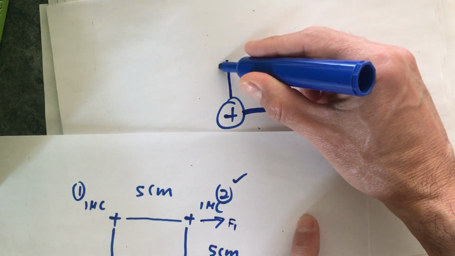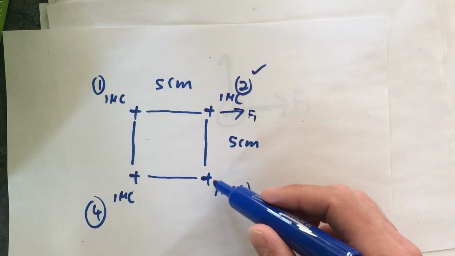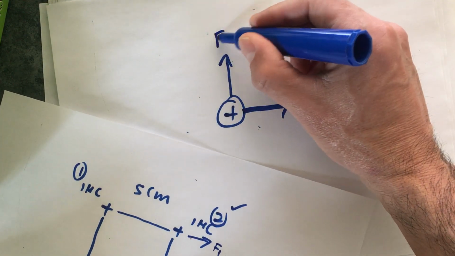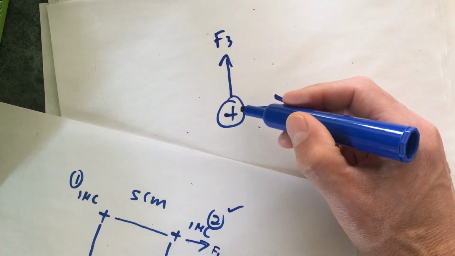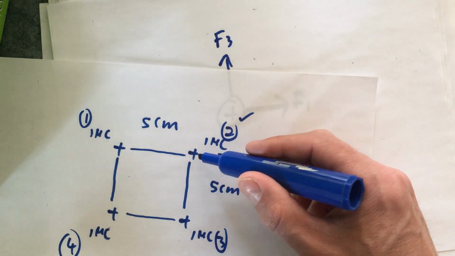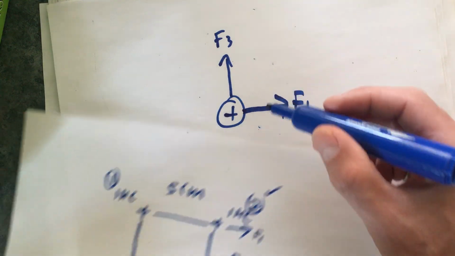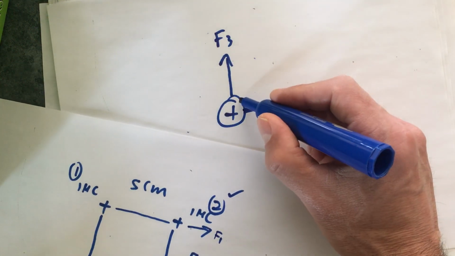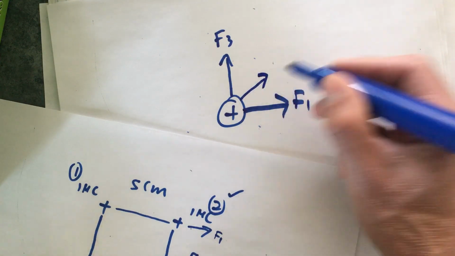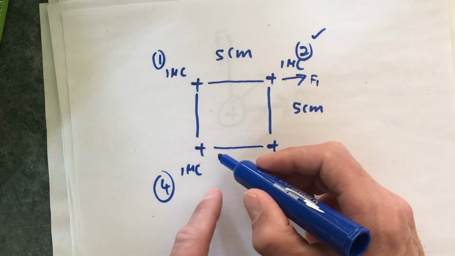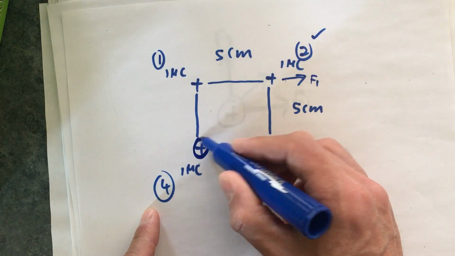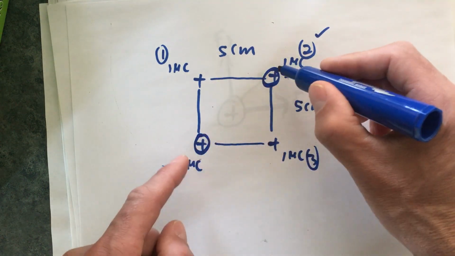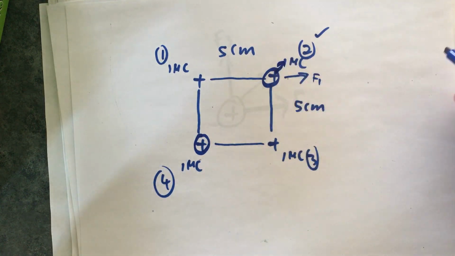Likewise, this is the force from this one here. So I'm going to call that F3. That's the force on charge 2 from charge 3. And finally, force 4, it's going to push this way. You can see that, right? This is charge 4, and it's pushing on charge 2. That repulsion is going to go this way.